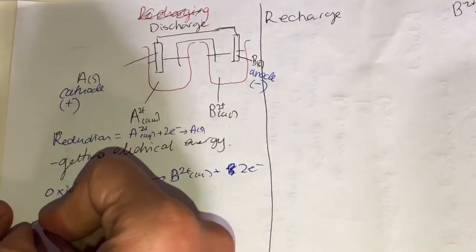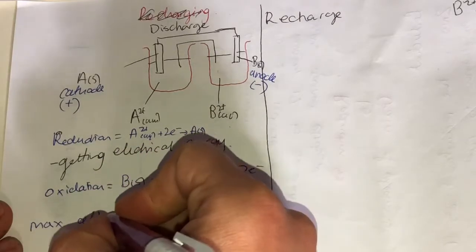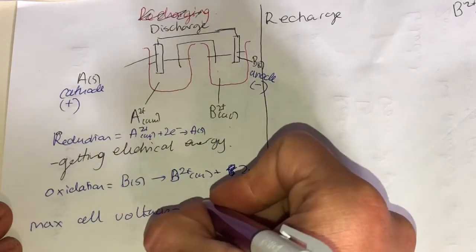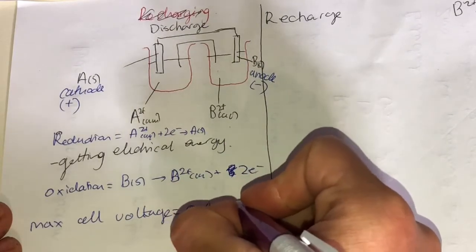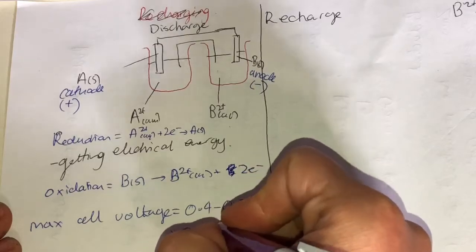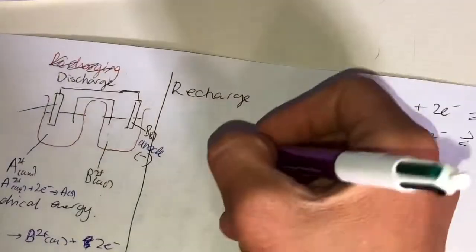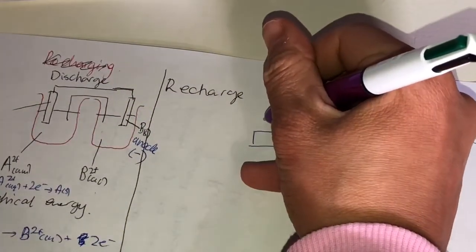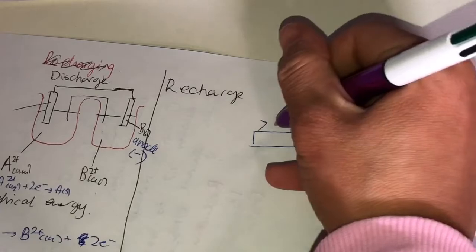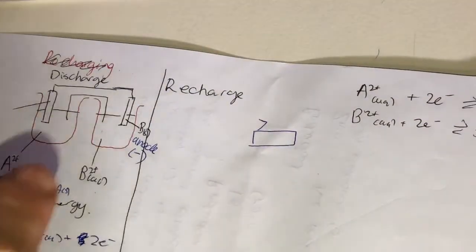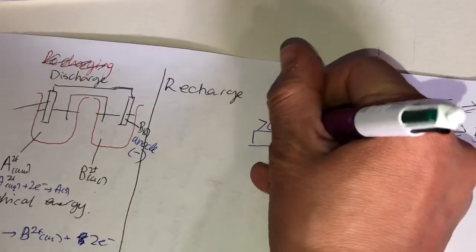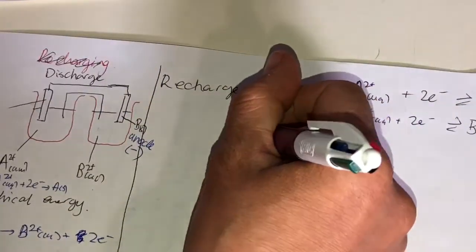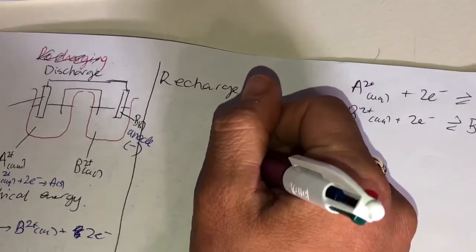So if the maximum cell voltage generated during discharge is 0.4 minus 0.2, that is 0.2 volts. During recharge, we need to introduce a power supply which gives us a greater potential difference. It's not equal to or greater, it has to be greater than the potential difference generated by the cell during discharge. So greater than 0.2 volts, for example, if we're running it at 25 degrees Celsius.